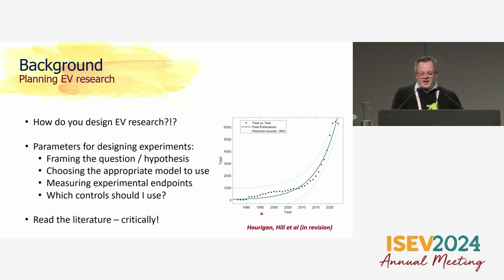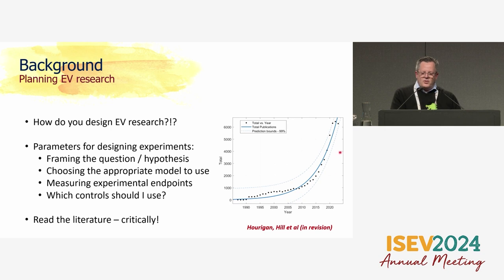And this is a graph from a student in the lab, Liam Hourigan, who's plotted the number of EV papers since the early 1990s up to the current day. And you can see at the moment, over the last few years, there's been about 6,000 papers per year published on EVs. That's 500 a month. That's a lot of material coming out. It almost looks as though we might have plateaued. So, 500 papers a month is still a great contribution to knowledge.